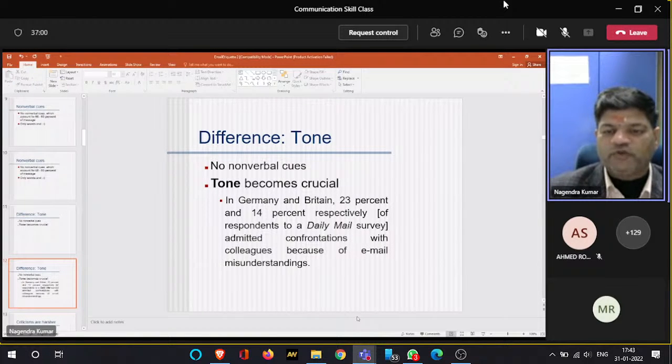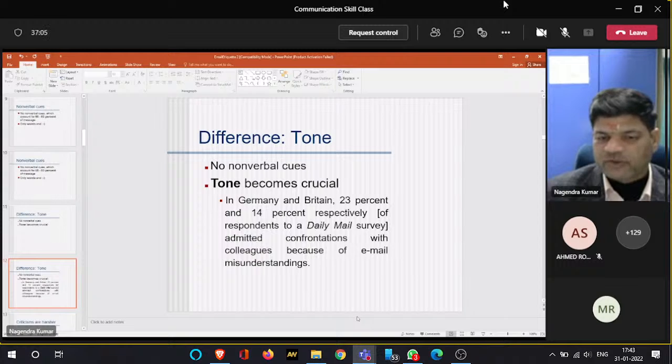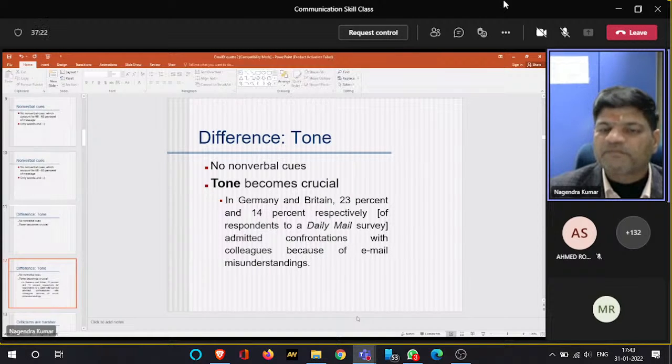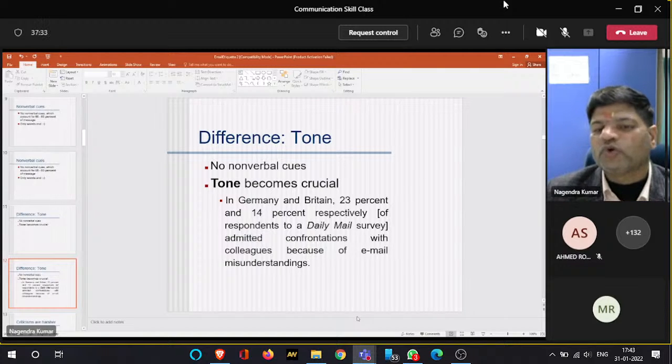In Germany and Britain, 23 and 14% respectively, a survey was conducted by Daily Mail, and 23 and 14% of respondents admitted that they have faced confrontations with their colleagues because their emails were misunderstood. So such cases are very, very common, and they become like that because of wrong tone.